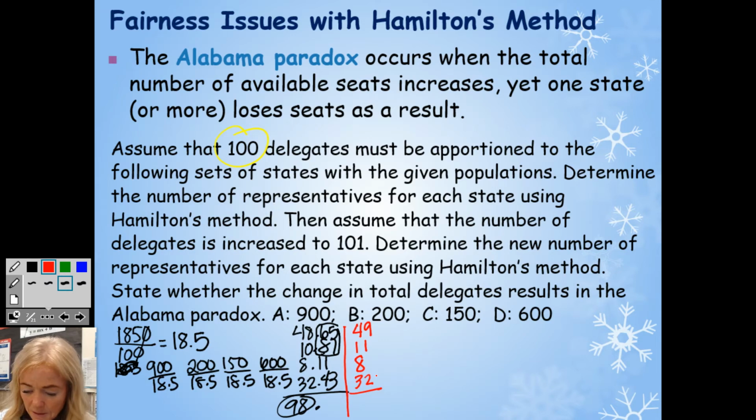49 plus 11. I'm going to check because it's really fun being up here and doing these for the first time. I just want to make sure we got them.